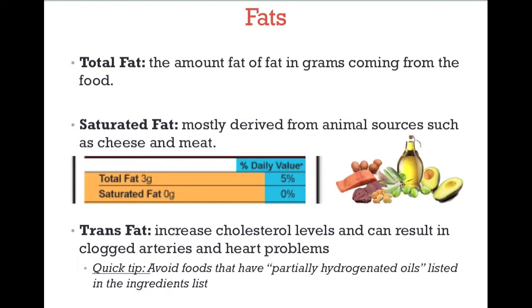Trans fats are put in processed foods to increase their flaky texture. Think of cookies, for example. Trans fats are put in packaged foods to increase their shelf life as well. These fats increase your cholesterol levels and can result in clogged arteries and heart problems. Therefore, it's better to choose foods that don't have trans fat. For a quick tip, you can avoid foods that have partially hydrogenated oils in the ingredient list, as this is another name for trans fat.